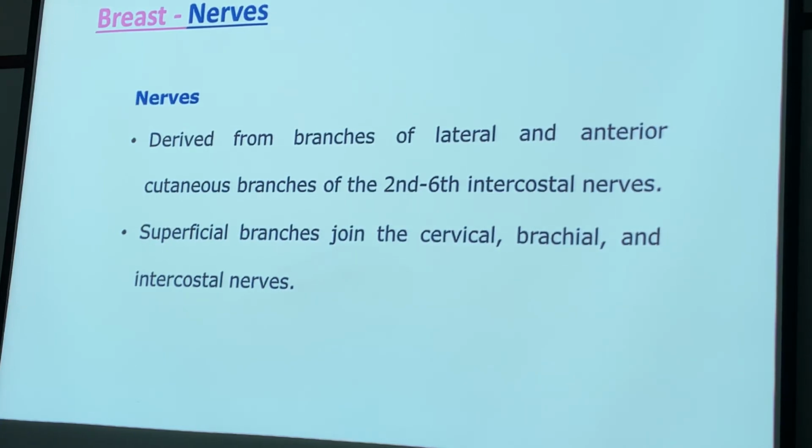Okay? And the nerves, guys, the breast nerves are derived from branches of the lateral and anterior cutaneous branches of the 2nd through 6th intercostal nerves. That's a lot. I'll just say take that to memory. I don't know how many questions I'm going to ask you about the nerves, but here they are. The superficial branches join the cervical, brachial, and intercostal nerves. Intercostal means in between the ribs. And those are breast nerves.